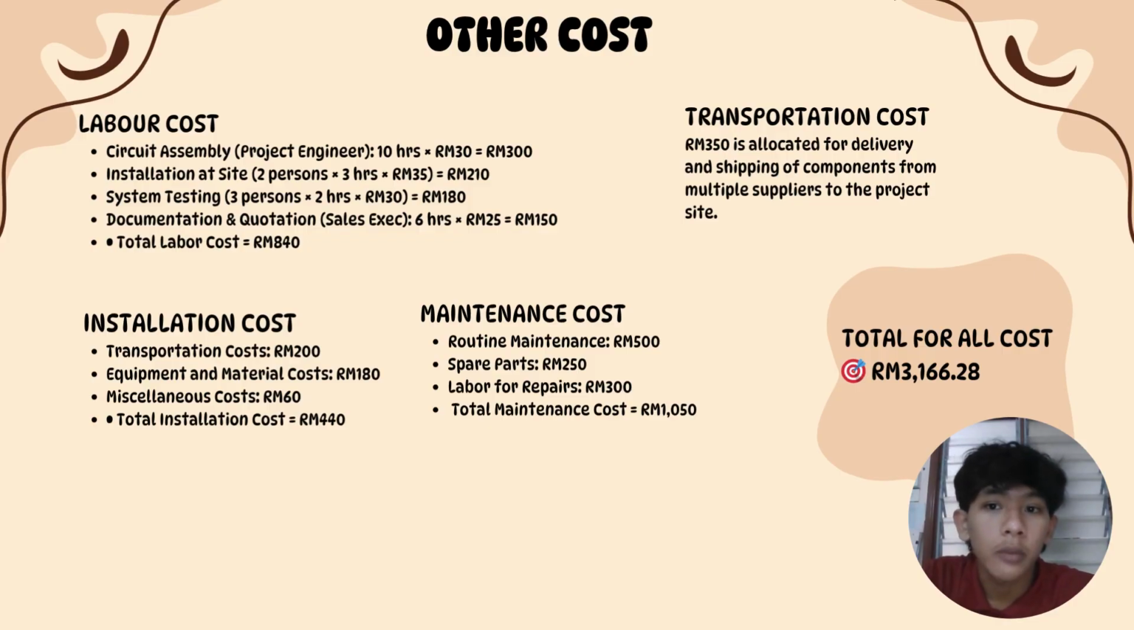One thing is labor cost. In labor cost, we have circuit assembly for the project engineer, installation at site, system testing, documentation, and quotation. So the total labor cost comes to 840 ringgit. The transportation cost is 350 ringgit, allocated for delivery and shipping of components from multiple suppliers to the project site. We also have installation cost: transportation cost is 200 ringgit, equipment and material cost, miscellaneous cost. So the total installation cost comes to 440 ringgit.